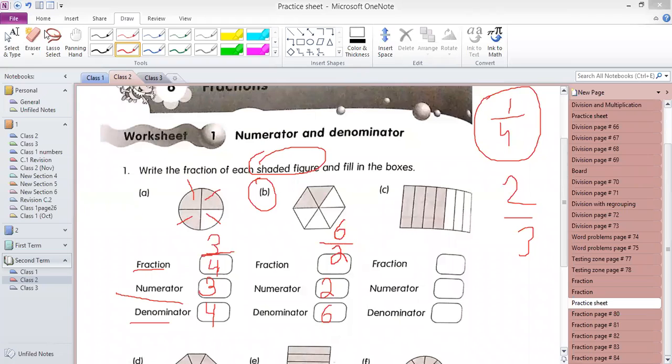Very good. This is not correct because I told you you have to write denominator down and numerator up. In fraction, write fraction sign. What is denominator? 6. 6 down. What is numerator? 2. 2 up. So its fraction is 2 over 6. Is it clear, guys?